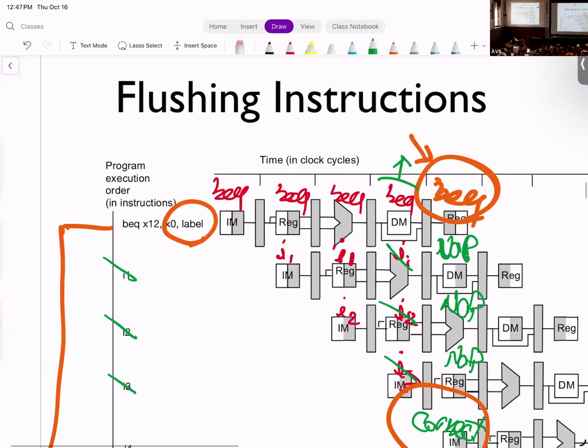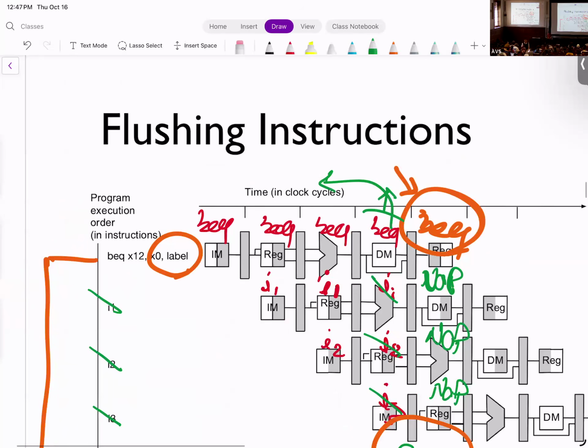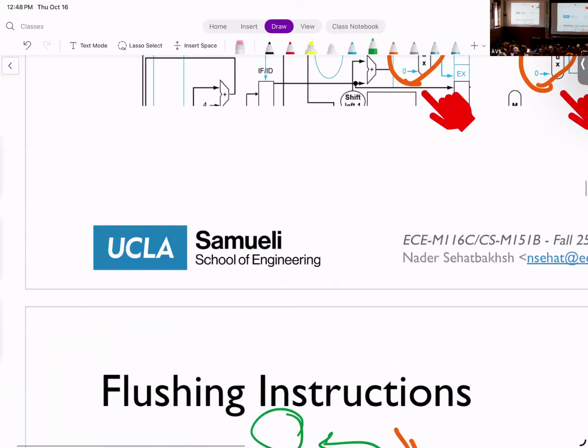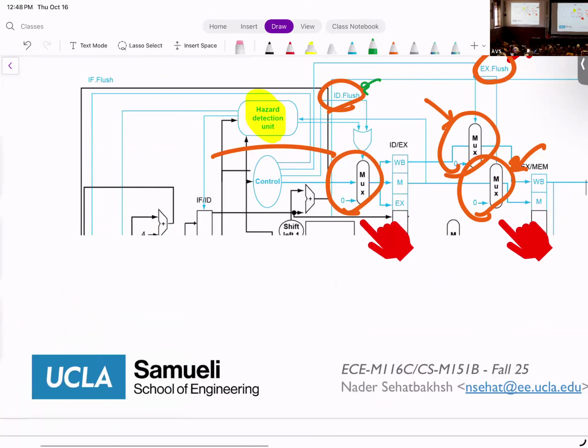So at this point, I notify the controller. The controller will issue these signals. And what we're going to do is that once the next positive edge of the clock comes, I pass through zeros. I don't pass through the actual instructions. Okay?